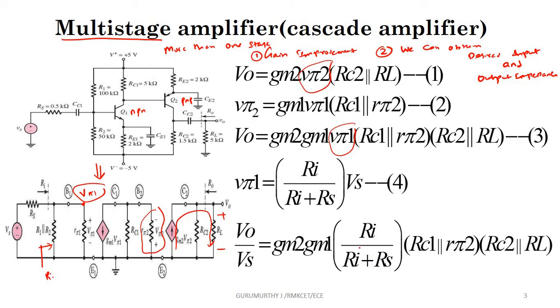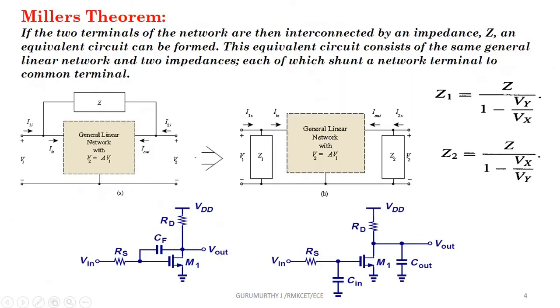This is the overall gain of the multi-stage amplifier, and this is called a Cascade amplifier. Why? Because the first stage output is being fed to the second stage input. That's why it is called a cascade amplifier, right?